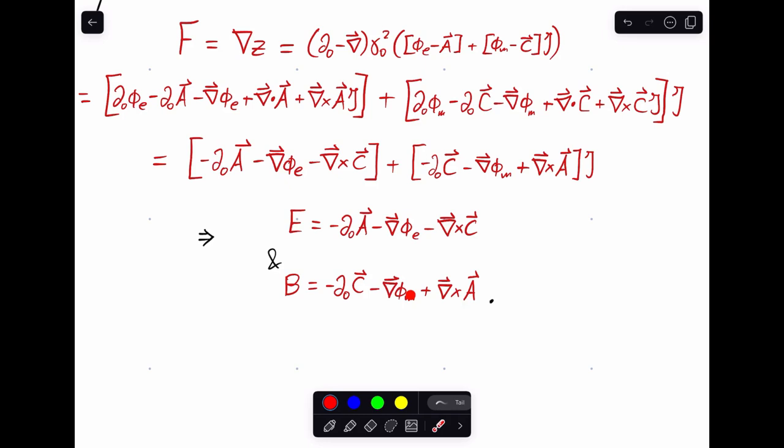However, in traditional electrodynamics, there is no magnetic charge, so there's no magnetic potential, so this is zero, and this is zero. So you'd traditionally only have E equal to this and B equal to this.